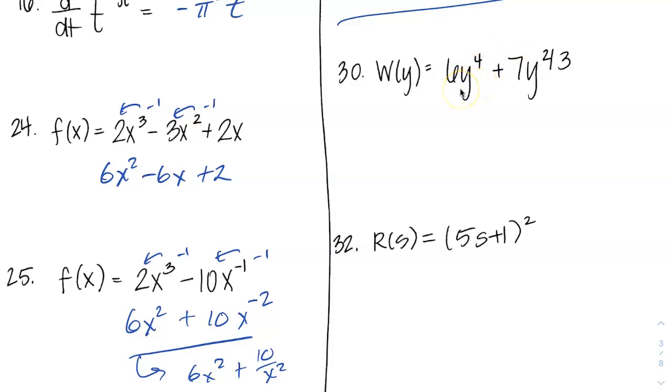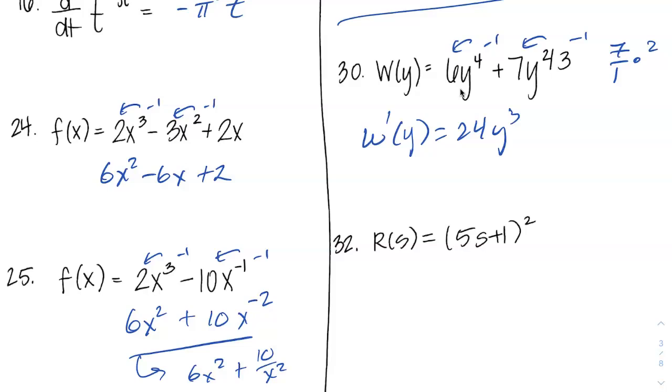Next one, don't let the y scare you. It's the same thing. W prime of y. Bring it down, subtract 1 off. 24y cubed. Bring it down, subtract 1 off. Now remember, we're multiplying this. 7 over 1 times 2/3 is the easiest way to do it. So I get plus 14 over 3 y to the negative 1/3. Common denominator. So that'll be my answer.